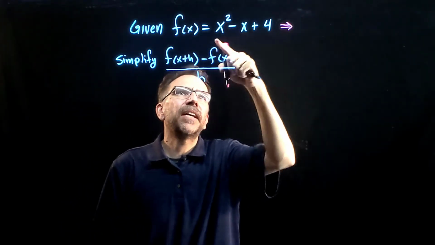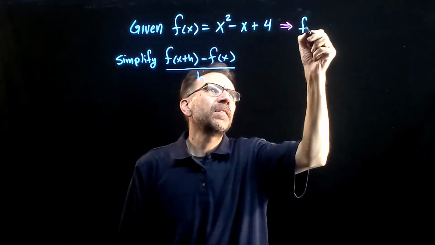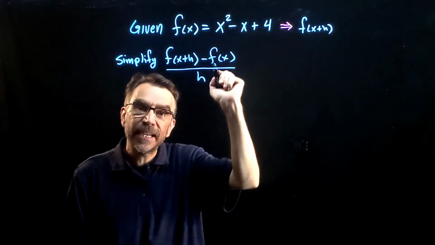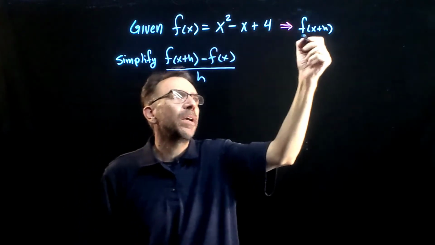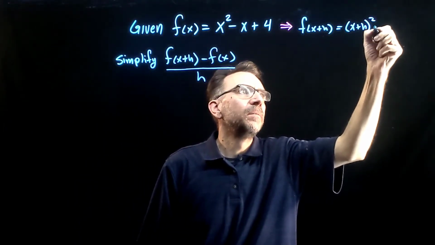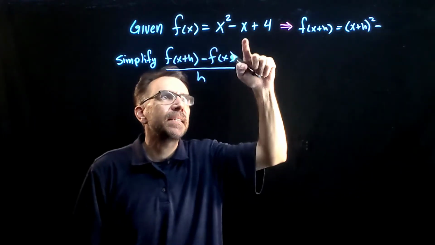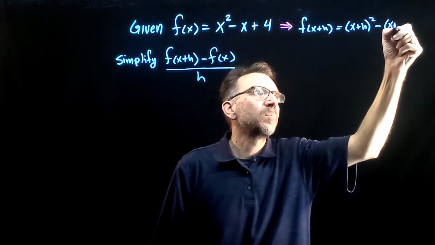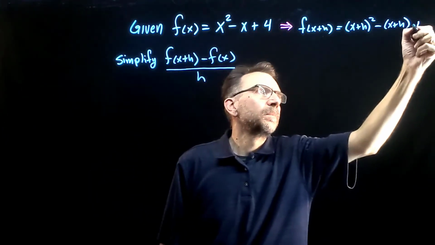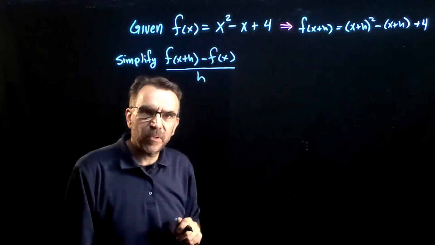So here's our f of x. Now remember, whatever's in the parentheses, in this case x plus h, gets substituted wherever we see an x. So here we see x squared, right? So f of x plus h would be x plus h squared. And then minus x, so instead of x, we're going to put in x plus h, and then plus 4. Right? So that's f of x plus h.